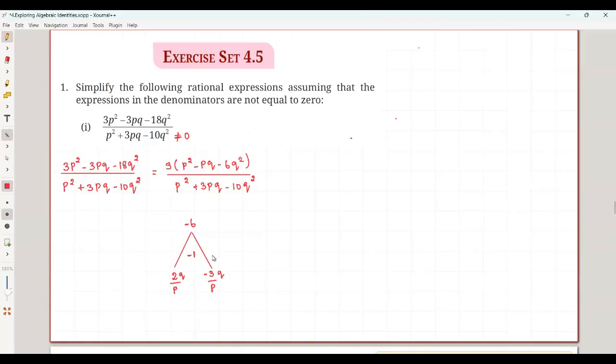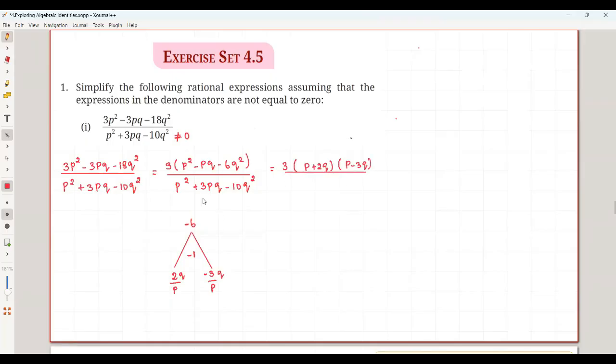Okay, now we can just write the answer for the factor. So we will be getting p plus 2q and p minus 3q. If you're factoring this, 3 is outside, and we have the factors of this: p plus 2q into p minus 3q. Okay, that is over for the numerator.